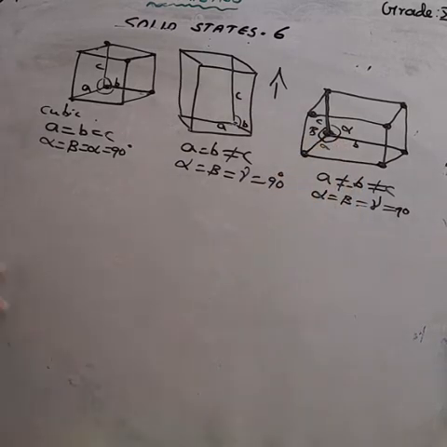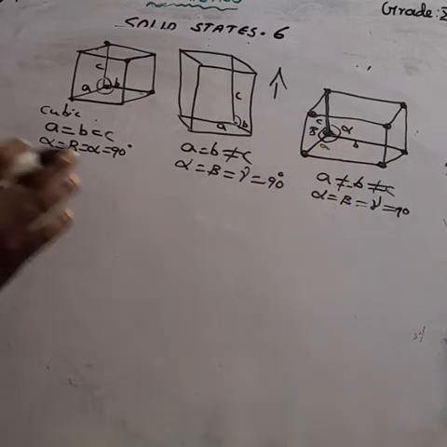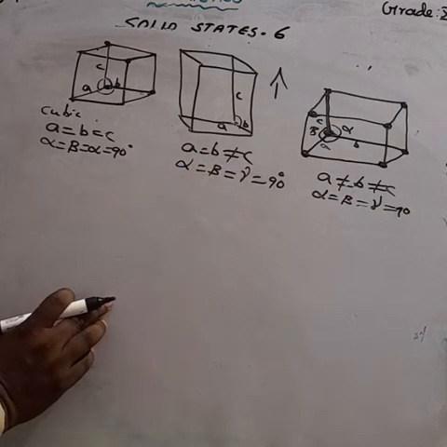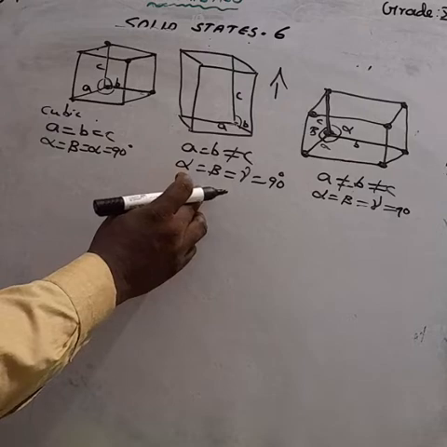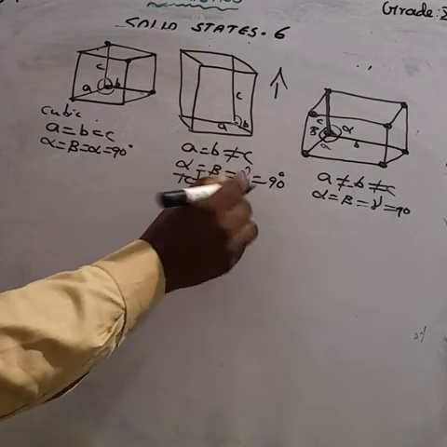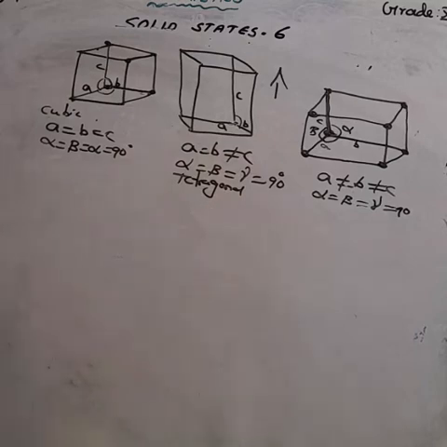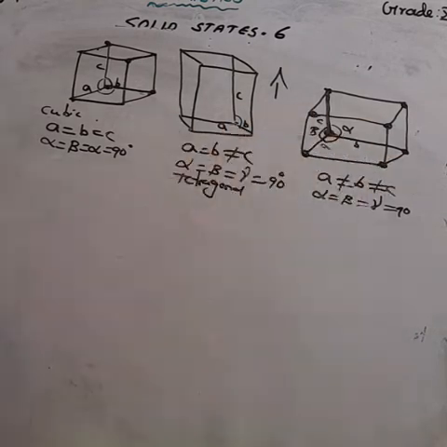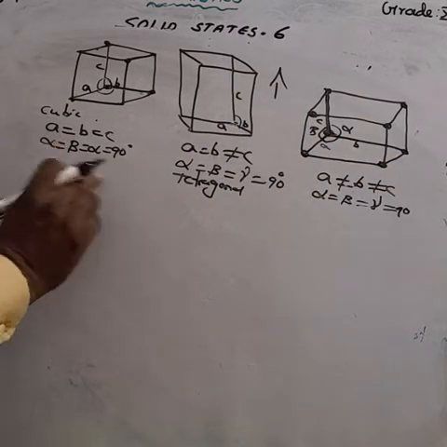What about the tetragonal? Here A and B are same length, but C is not same length. We can say the different length. Here angles are same. Angles are 90 degree. What about the cubic? Length are same, angle are same. Am I right? Length are equal and angles are equal.